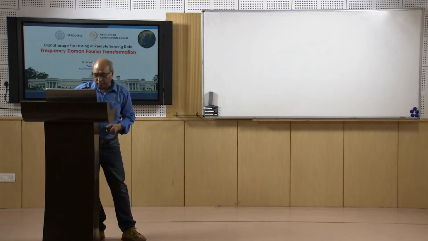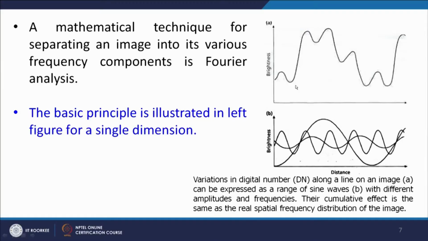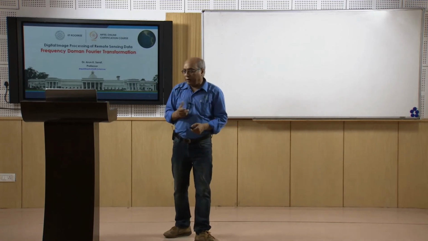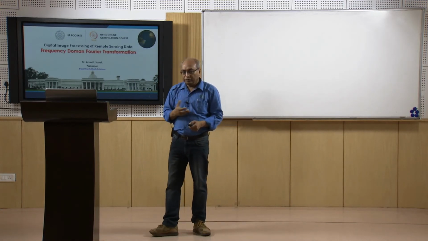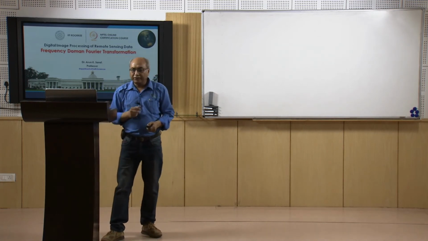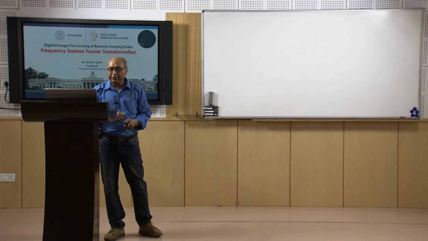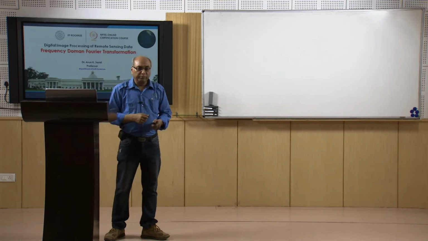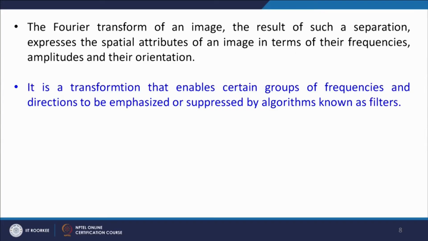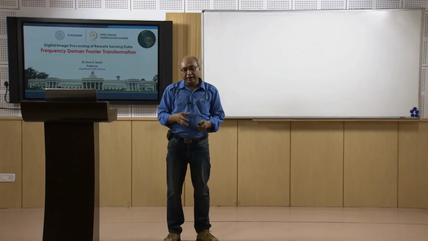So we can remove that one, and then we recombine and get a new, filtered result. The Fourier transformation of an image is two-dimensional, so things have to be a little different. The result of such a separation expresses the spatial attributes of an image in terms of their frequencies, amplitude, and their orientation, and it is a transformation that enables certain groups of frequencies and directions to be emphasized. The ultimate aim is to filter the image, to make certain enhancements in the image.